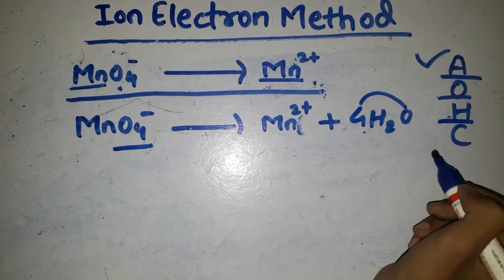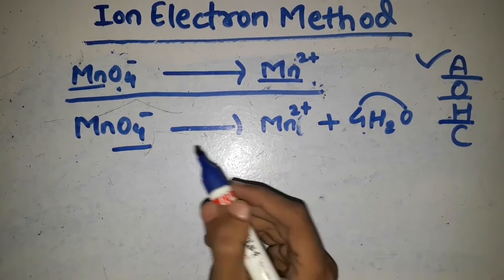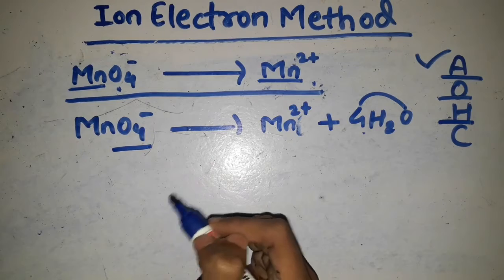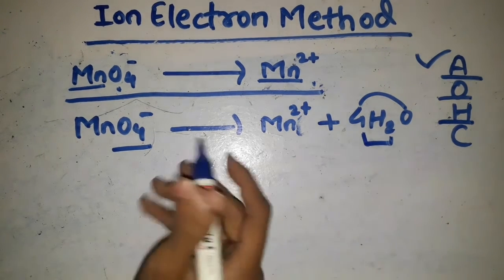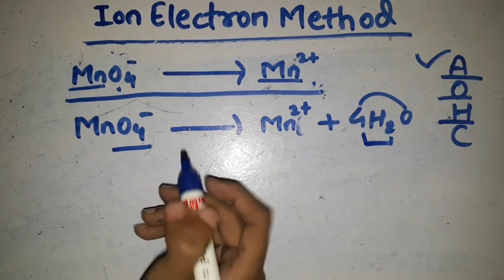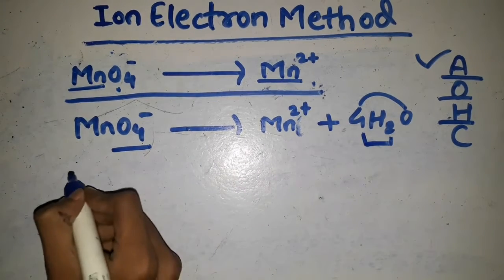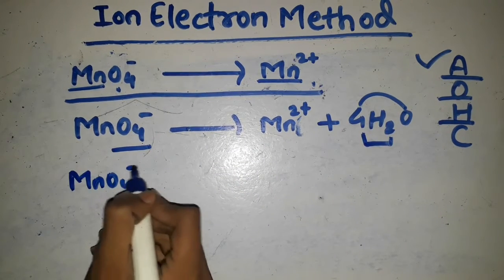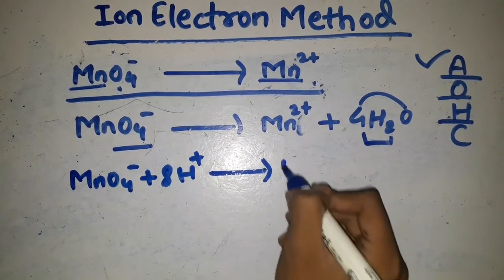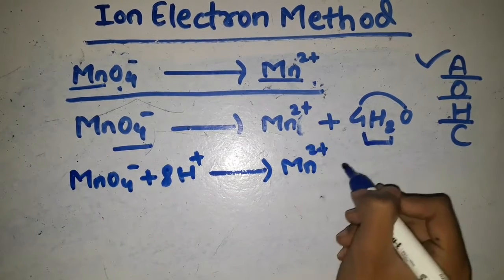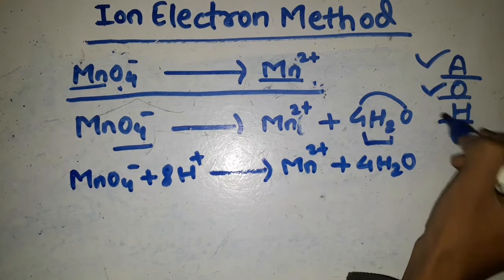To balance hydrogen, we add H plus ion to that side where there is a deficiency of hydrogen. Here we can see that there are 8 hydrogen, so we will add 8 hydrogen ion to this side, and it becomes MnO4 minus plus 8H plus ion, which gives Mn2 plus and 4H2O. So our oxygen is balanced, hydrogen is balanced.